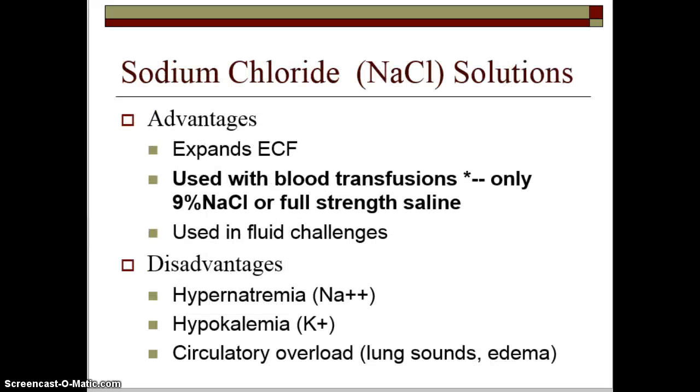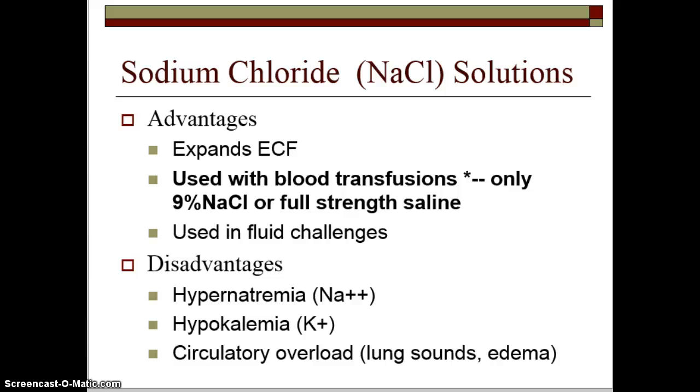Your sodium chloride solutions are used with your blood transfusions. Important to know, only 0.9 sodium chloride or full-strength saline is used when we give a blood transfusion. The disadvantage is we can get too much sodium and have a hypernatremia situation and a loss of the potassium or hypokalemia. Circulatory overload is important, so watch your lung sounds and edema and make sure that you're monitoring your patient closely.